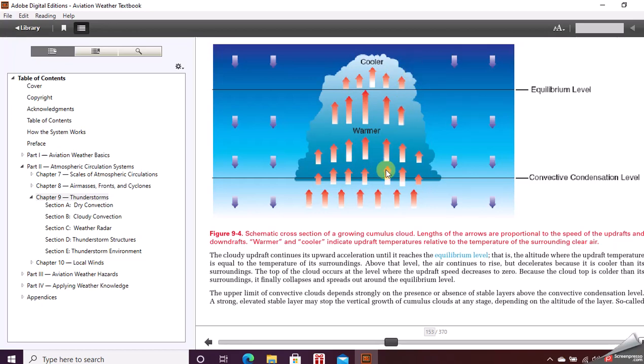But one of the interesting things about instability is it accelerates the air. It doesn't just move it upwards. It actually increases its speed. So that's why in these very warm areas in thunderstorms like this, you can get speeds upwards of over 100 miles per hour. So if you were flying into that, it would not be a pleasant ride, to say the least.